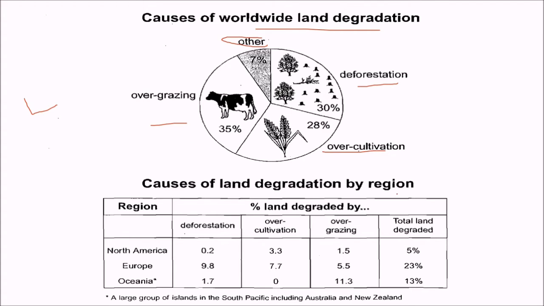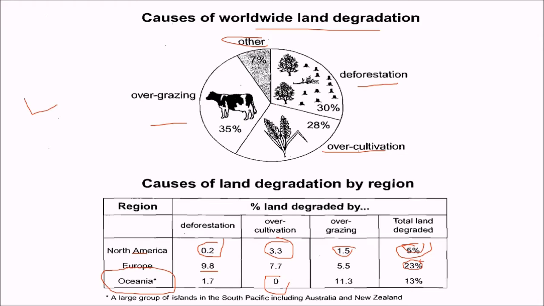The causes of land degradation by region: in North America, deforestation is 0.2, overcultivation 3.3, overgrazing 1.5, and the total land degraded is 5%. While in Europe, the numbers are like this. Europe has the highest total land degraded, while North America has the least. A large group of islands in the South Pacific, including Australia and New Zealand, this is Oceania. So these are the numbers. Cultivation in Oceania is 0.